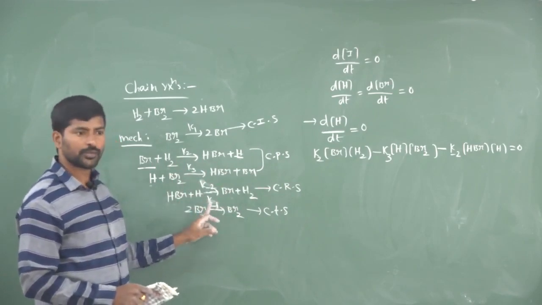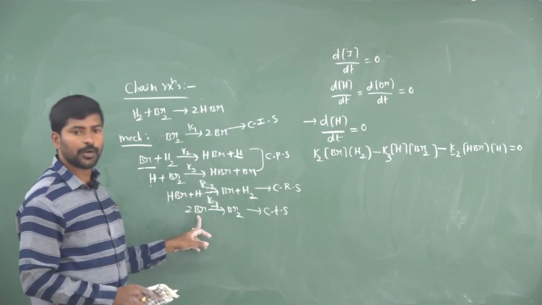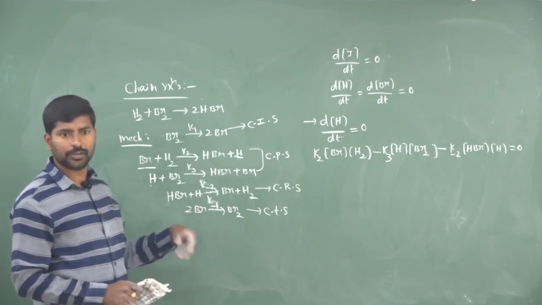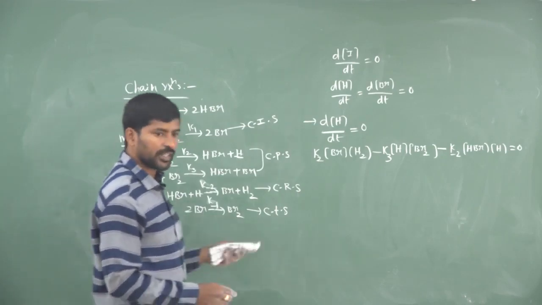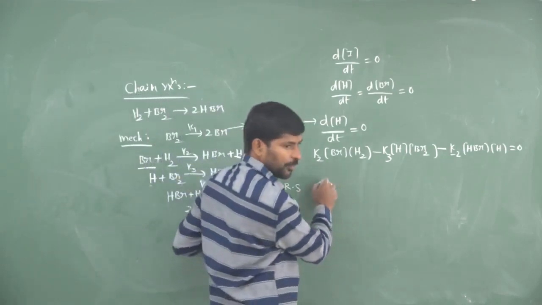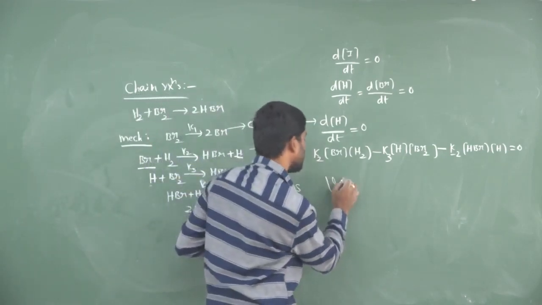Fifth step consuming, so K minus 1 into Br power 2. Net change is equal to 0. Okay, like that we will get a change in the concentration of bromine with time. What is the final rate equation we will get?